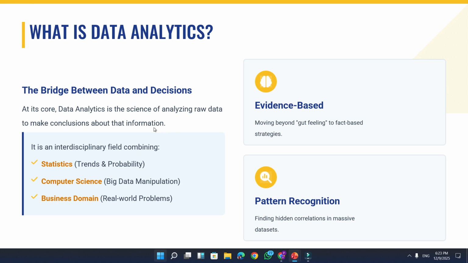It is the science that combines statistics for getting trends, computer science for manipulating data, and the domain of business for getting real world solutions to real world problems. It helps companies to get fact based strategies in order to enhance the business.